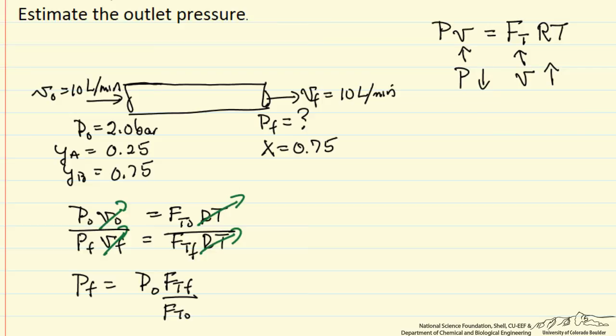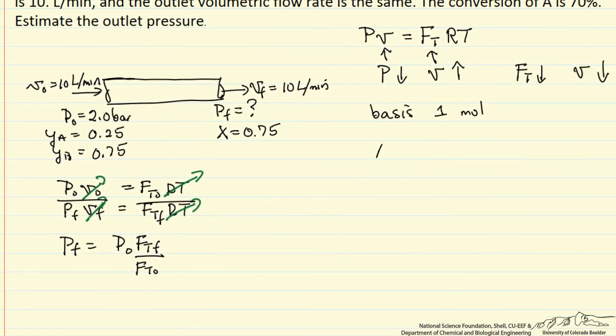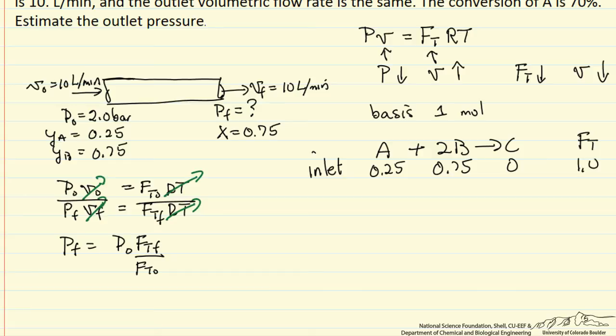What we're going to do is pick a basis of 1 mole. The flow rate is certainly different from this, in moles per time. Looking at the inlet, for 1 mole there is 0.25 moles of A, 0.75 moles of B, and no moles of C, so the total is 1 mole. That's our basis. The outlet, let's write it first in terms of conversion: 1 minus X.